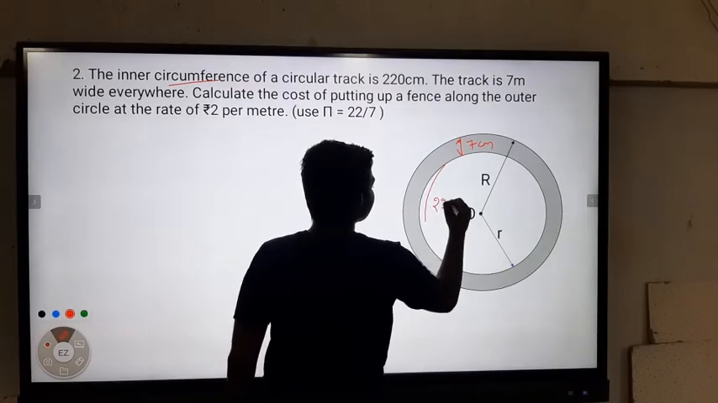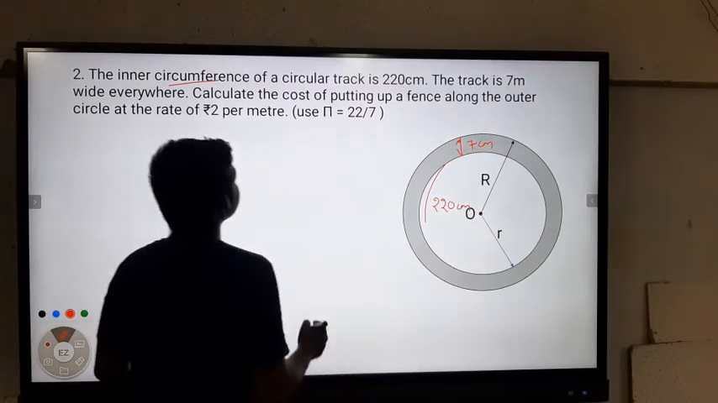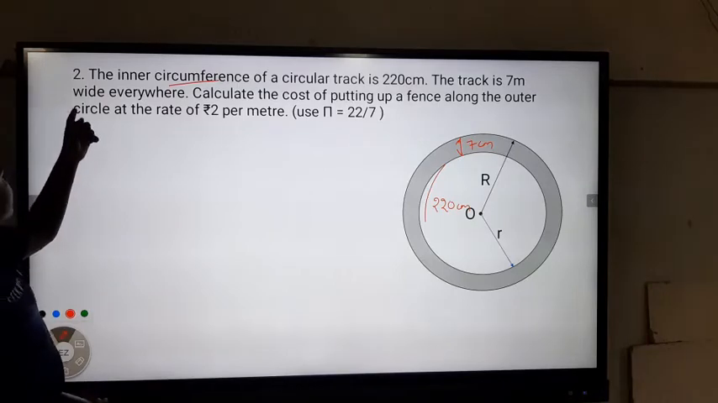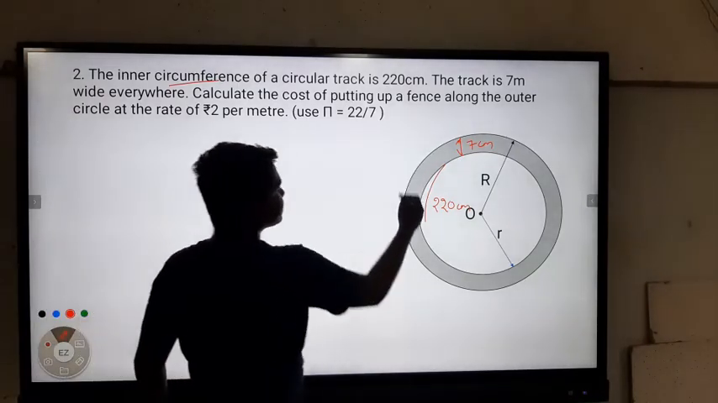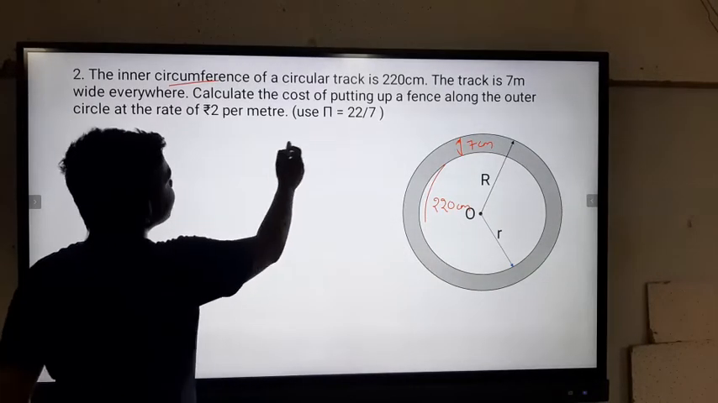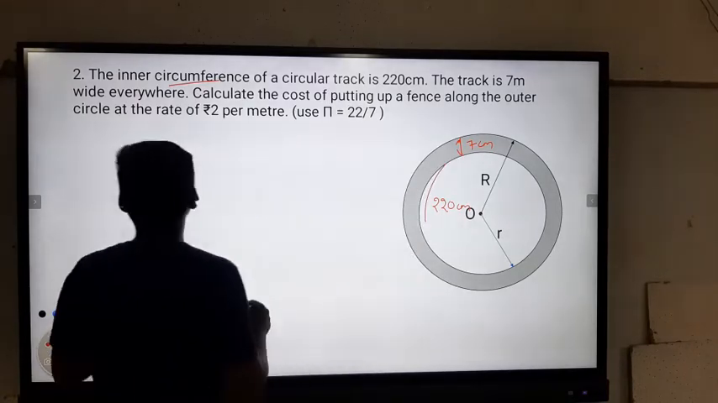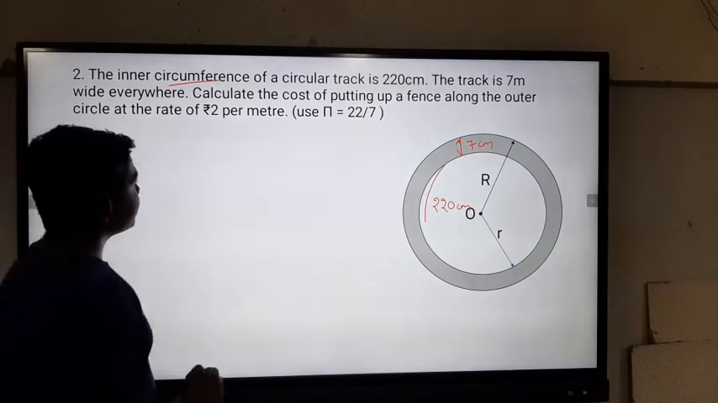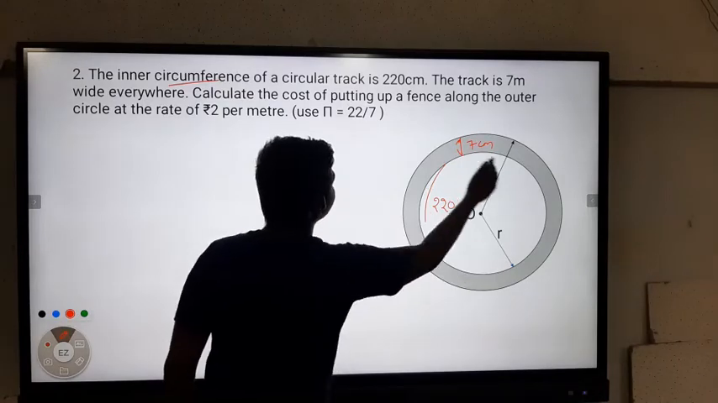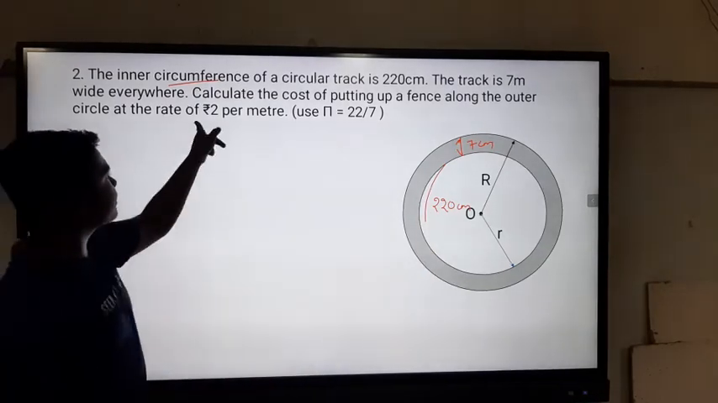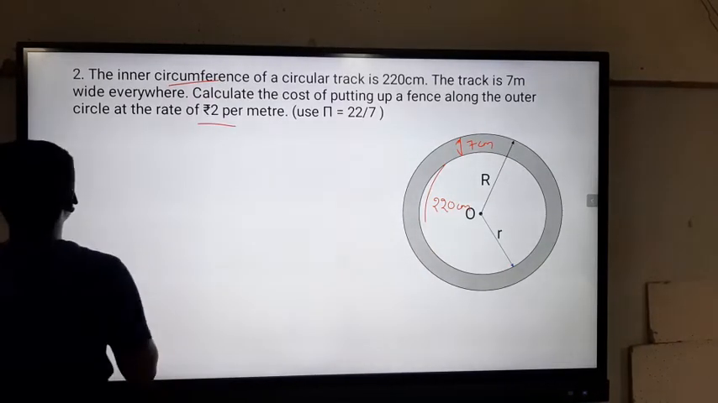Then the track is 7 meter wide everywhere. Then we have to calculate the cost of putting a fence along the outer circle at the rate of 2 rupees per meter. Here, for the outer circle, first we will find the circumference, then we will multiply with 2, then we will get the money. So let us begin.